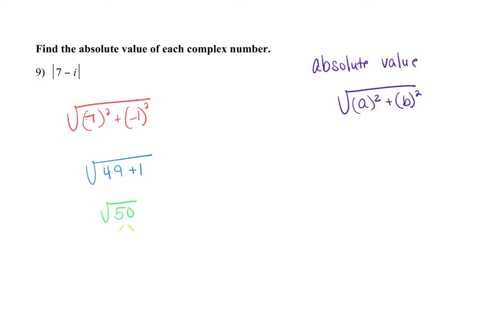As always, you want to simplify this if you can. Remember that if it has a pair, it's going to come out of that root. If it is single, it is going to stay in. So my final answer here is 5 square root of 2.